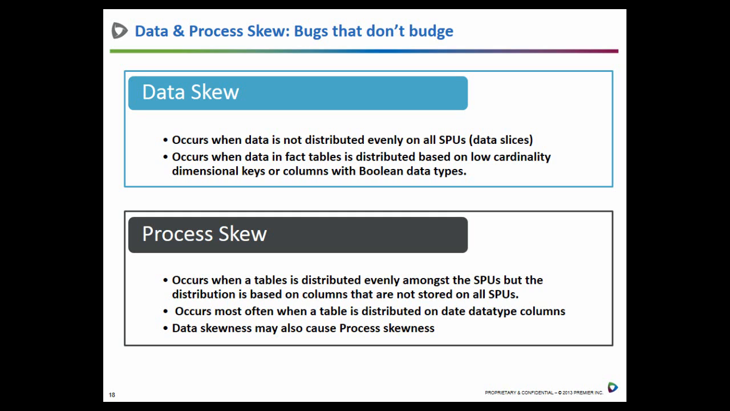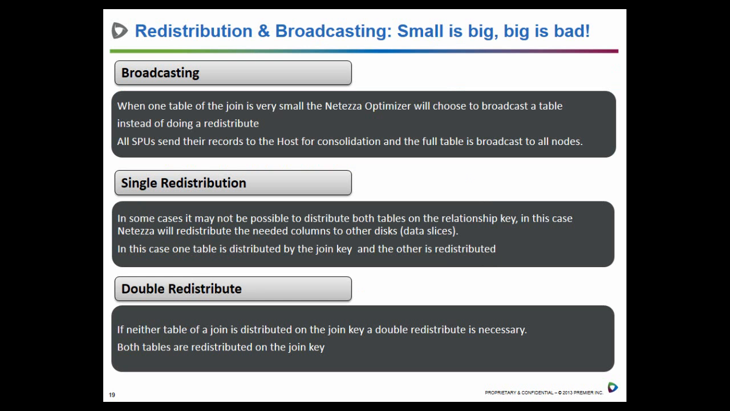So process skew is another problem that we have to solve, and therefore we recommend not to use Boolean data type columns. We recommend not to use date data type columns. We recommend not to use mini dimensions like encounter type, patient class, etc., right? The other problem that is associated with distribution is broadcasting and redistribution, right?